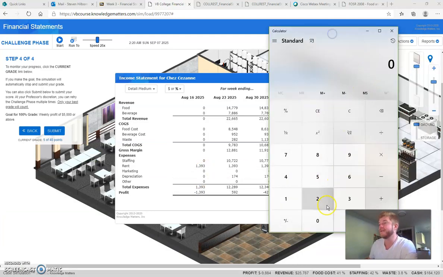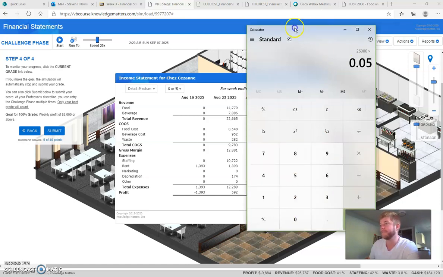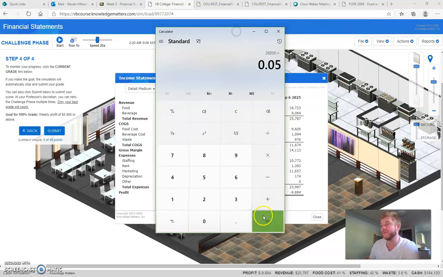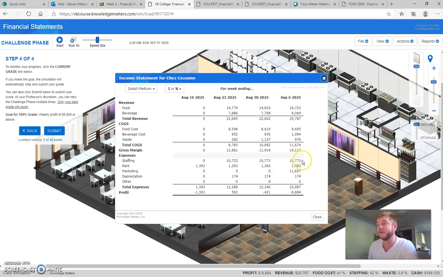So if I just wanted to find out what 5%, that's what our marketing should be, it was about $26,000, and I will multiply that by 0.05. My face is in the way, and we're trying to spend around $1,300. So $1,300 right now with our making 26, we're off. So we need to adjust our marketing, okay?